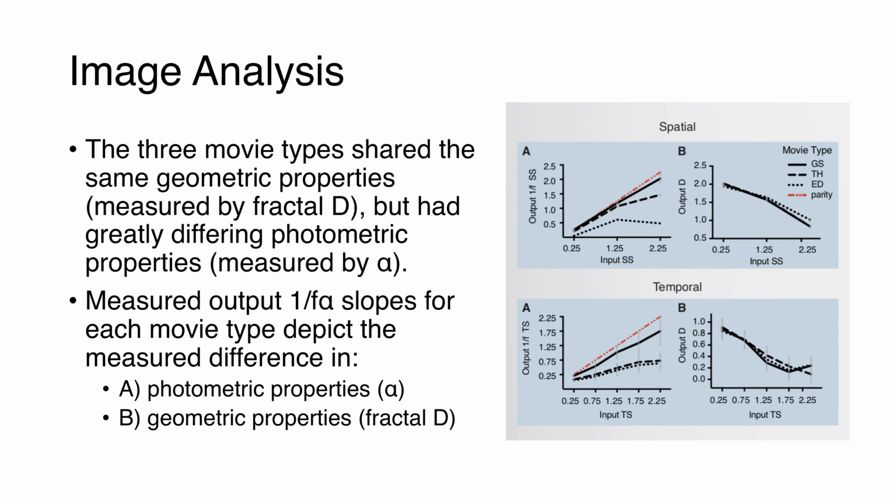In terms of the image analysis, I'll go through this very fast, but essentially what I've got plotted here are the measured input and output slopes in A for the different spatial slopes and temporal slopes, and in B, we've got input slope and output fractal dimension. The different lines represent the different movie types. You can see that the lines here are all different, not on top of each other, showing that they have different photometric information, whereas if you measure their structural information, they're all quite similar.